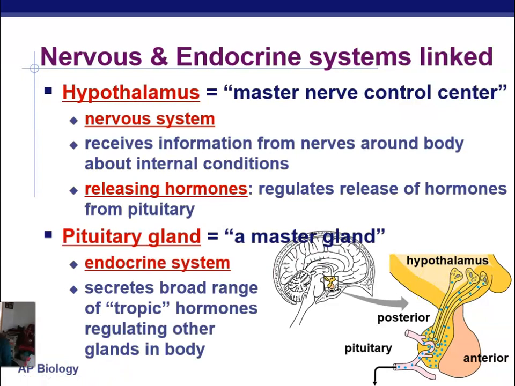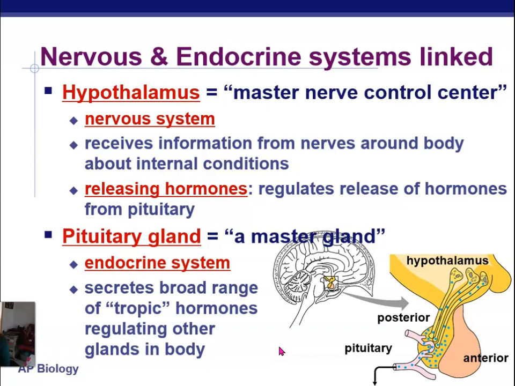Here's two big players for the nervous and endocrine systems. They're linked. The hypothalamus, you can call it the master nerve control center. You can also call it the master gland. Many people also call the pituitary the master gland as well, but when you really look at who's in charge, it is indeed the hypothalamus. The hypothalamus is kind of both nervous system and endocrine system. It's a gland, but it also has nerve fibers as well.